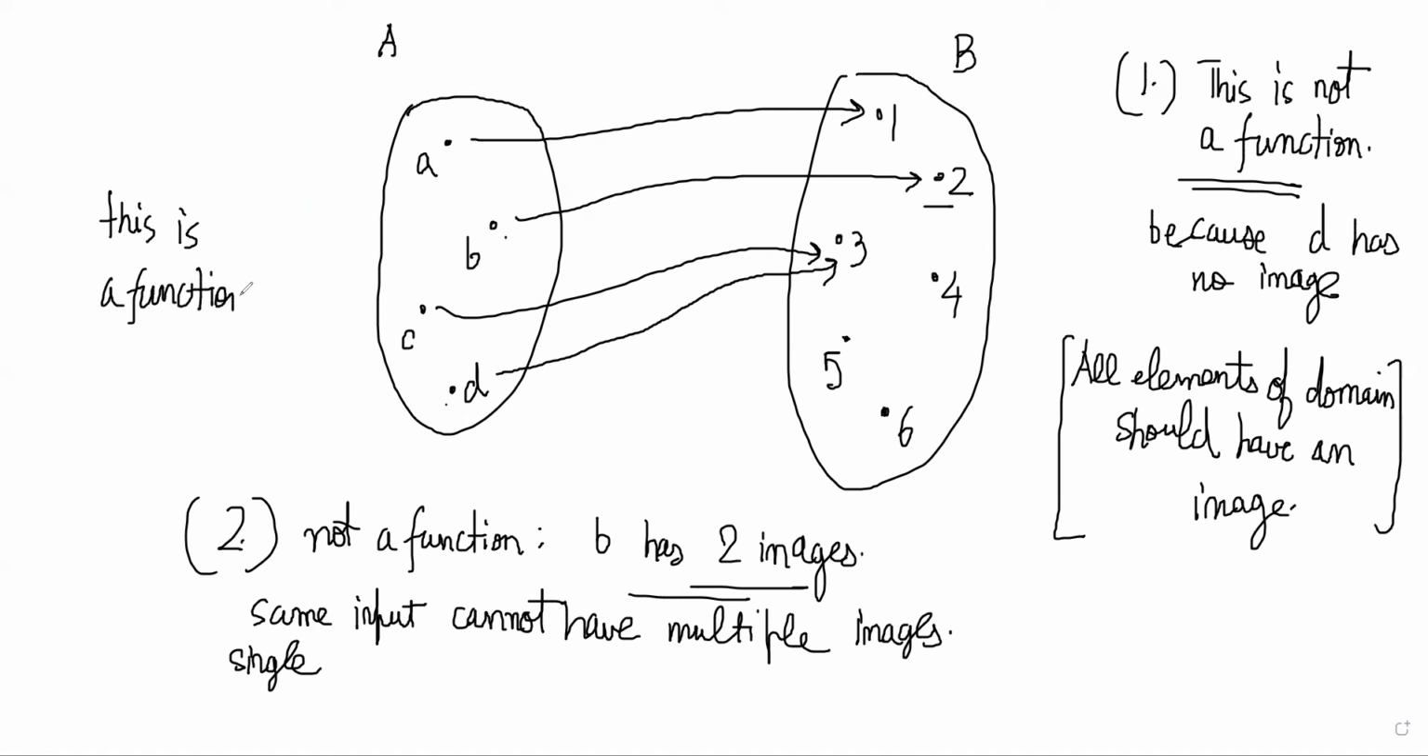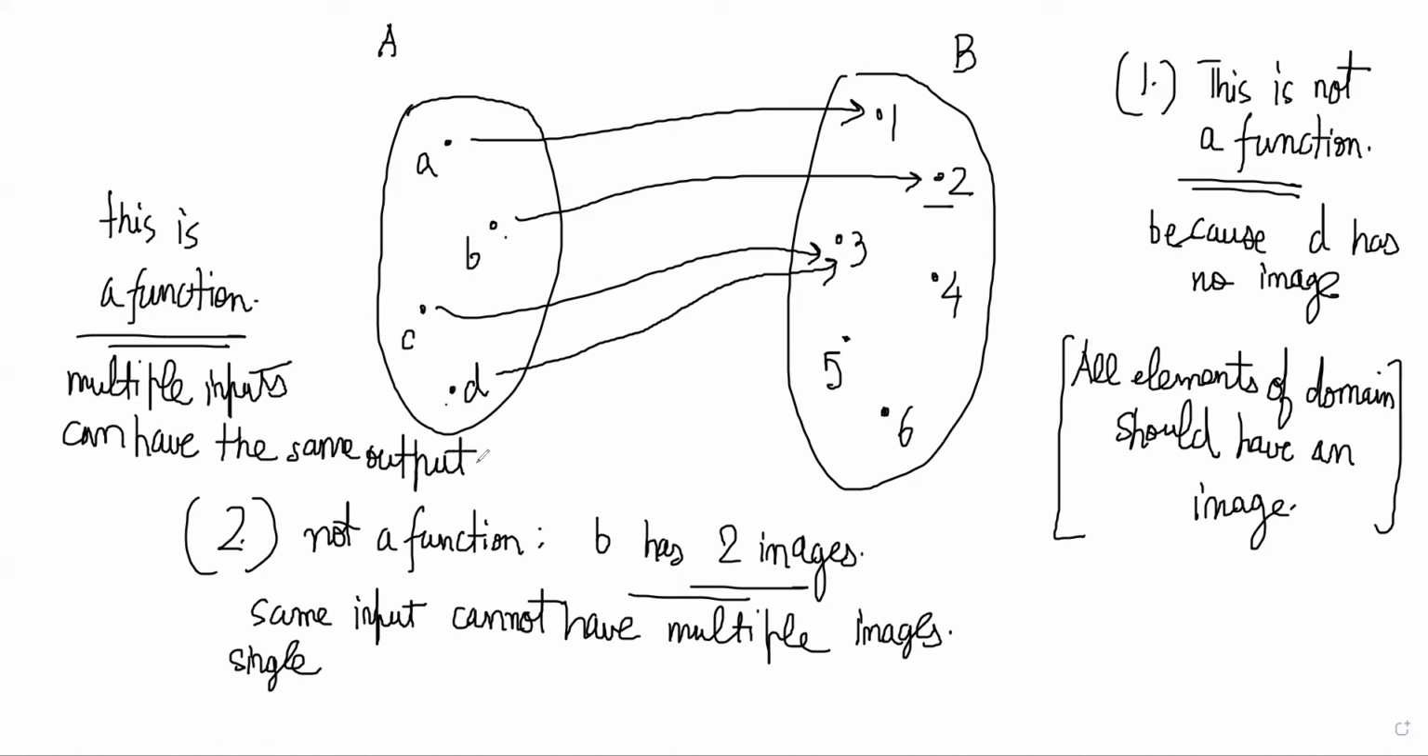Here what has happened is two different inputs have the same output. Multiple inputs can have the same image. Do you understand what I'm saying? Yes, sir. So that is totally allowed. So what are the two rules that have to be followed for a function? All the elements of the domain should have an image, right? Also, a single element in the domain cannot have multiple images, right? Yes, sir. These are the two rules for it to be a function.